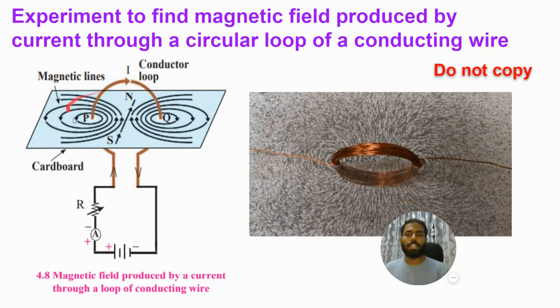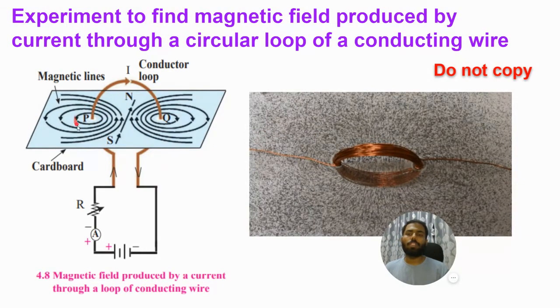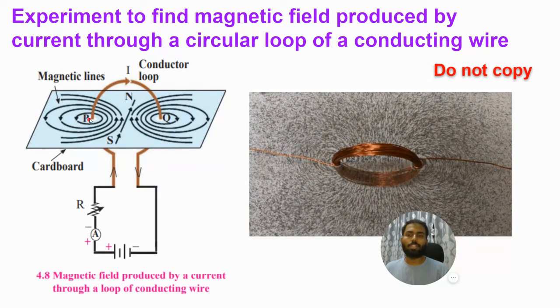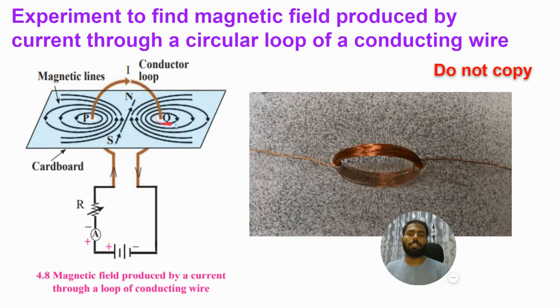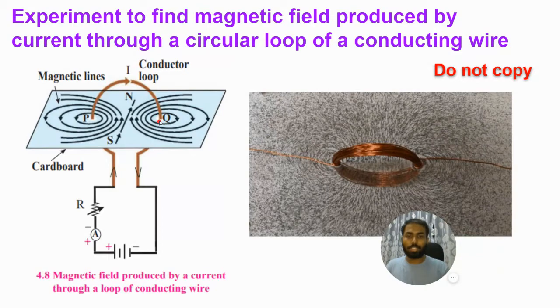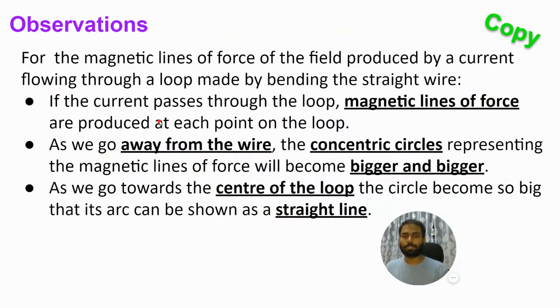If यहाँ पे समझ में नहीं आ रहा, you all can see it here also. Here inside there, near the wire, there is a small circle. As you move away from the wire, there are bigger and bigger circles. Okay, यहाँ पे भी same. As you move away from the wire, the circle का size will be bigger.